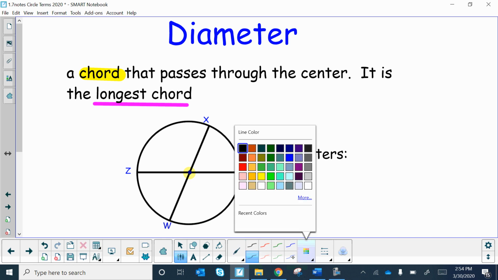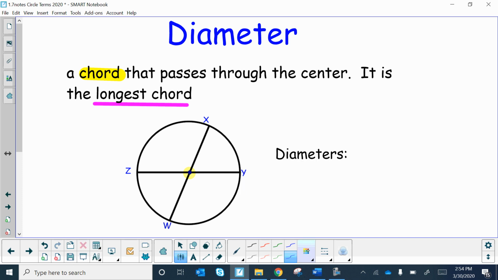So how do you name the chords? The same way we just did a second ago. So we have chord ZY. That is a diameter. And you have chord WX, and that's the other diameter here. You have to be sure, though, you see the center in order to identify it as a diameter.